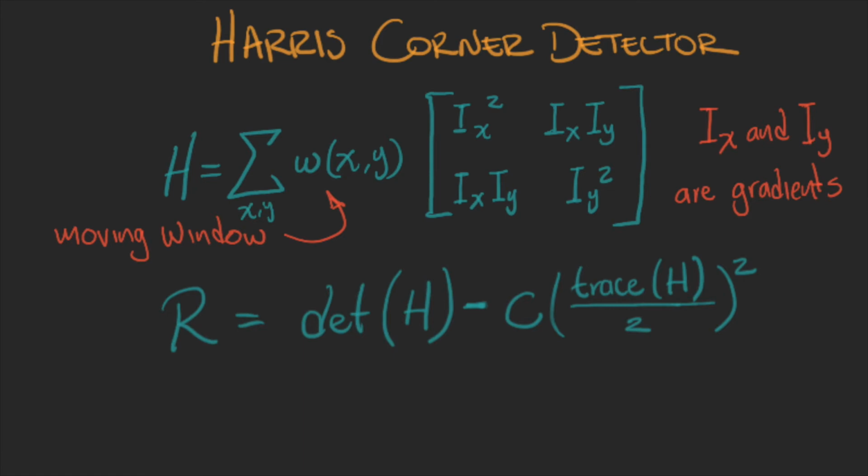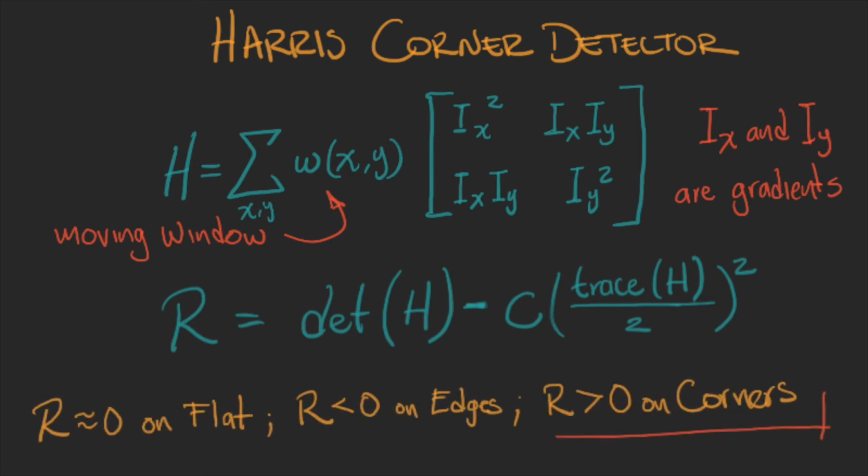This formula tests whether the product of the eigenvalues is larger than the average. Then, if R is close to 0, it means that the window is in a constant patch. If R is negative, we are in an edge, and if R is positive, then we found a corner.